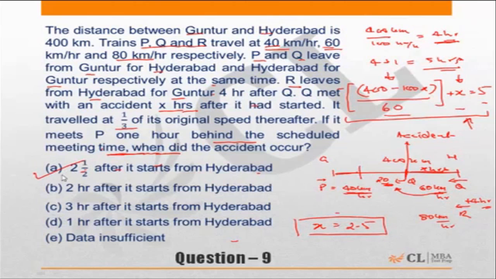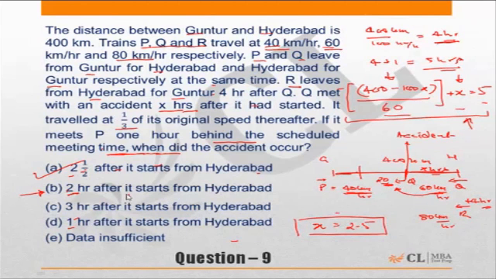Choice A. Now as I said, you could have started just checking the choices. Take a choice in the middle of the range, between 1, 2, 2.5, 3. Let me check choice B. If the accident takes place 2 hours after the trains start, in 2 hours the trains have cumulatively covered 40 into 2 plus 60 into 2, 80 plus 120. So they have covered 200 kilometers.